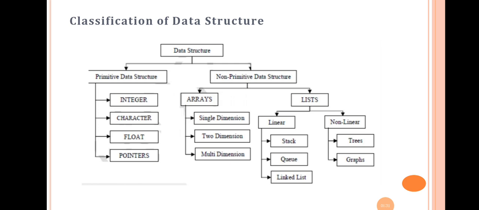A list is divided into two types: one is linear list, another one is non-linear list. Linear lists are stack, queue and linked list. Non-linear lists are trees and graphs. This is the classification of data structure.